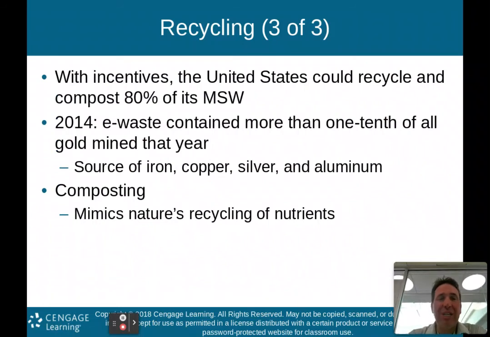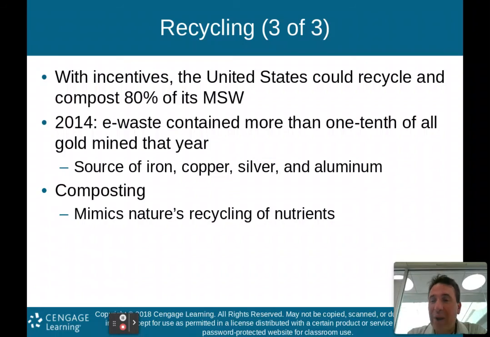In 2014, electronic waste contained more than 1/10 of all the gold mined that year. Think about that. In this electronic waste, there's gold. 1/10 of all the gold mined in 2014 was actually contained in the electronic waste that was thrown away. Right? I mean, think about that for a second. We talk about how we don't have enough resources on this planet. You could have reused that e-waste and, right, 1/10 of all gold you didn't have to pull out of the ground.